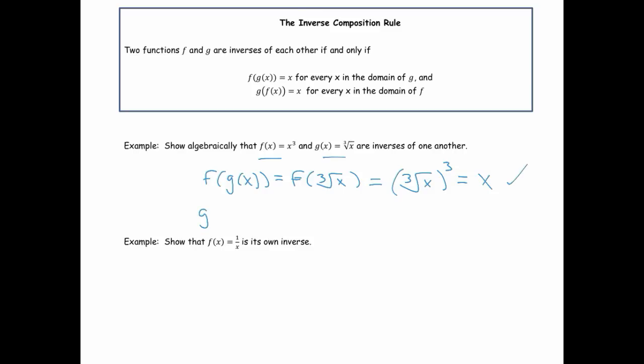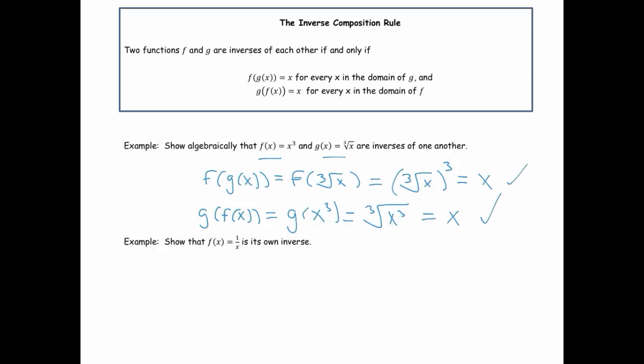We got to check the other direction. g of f of x is equal to g of x cubed. And then g takes the cube root of things, so it's going to be the cube root of x cubed. And the cube root of x cubed is just x. So f of x and g of x are inverses of each other.